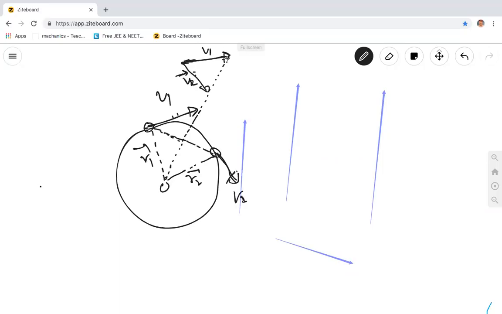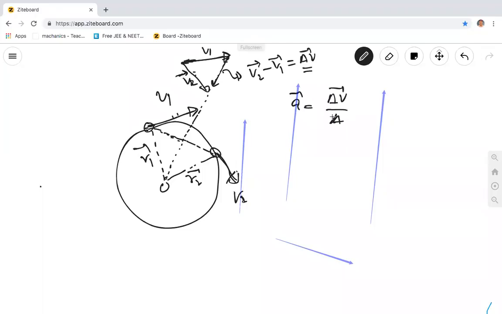Now what about this? v2 minus v1, delta V. Is that right? This arrow is this minus this. Will everybody agree with me if I connect this to this, this is v2 minus v1? Okay. Now see, acceleration is equal to change in velocity by time interval.